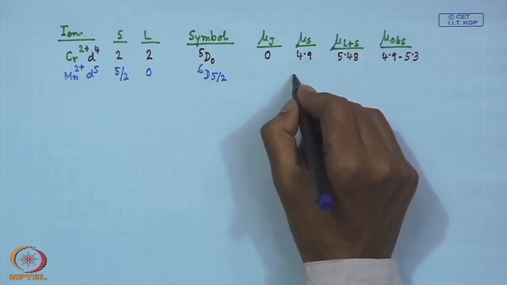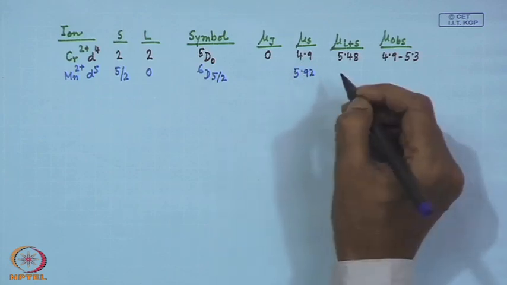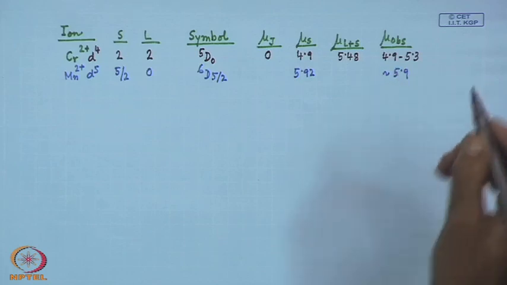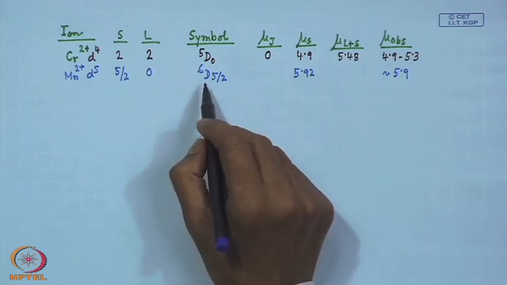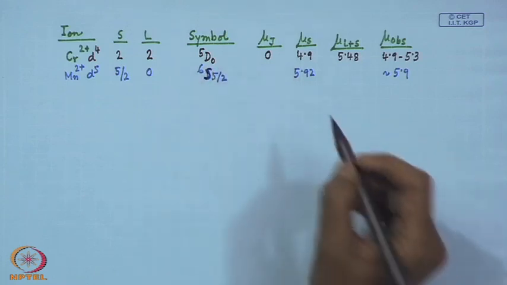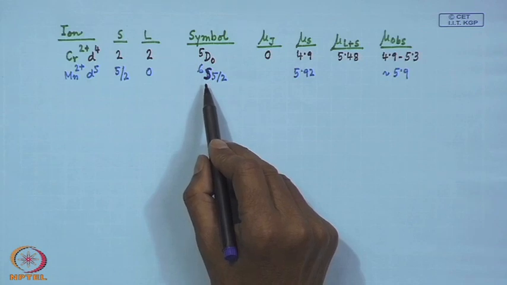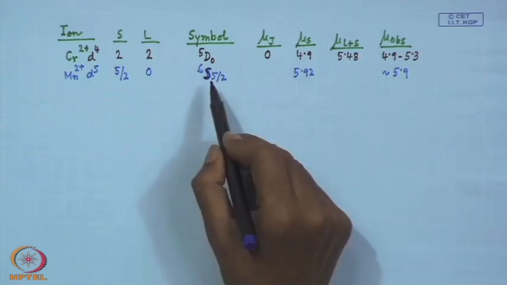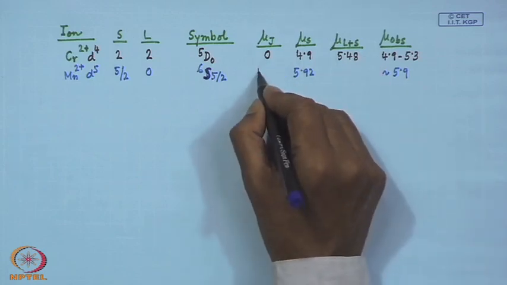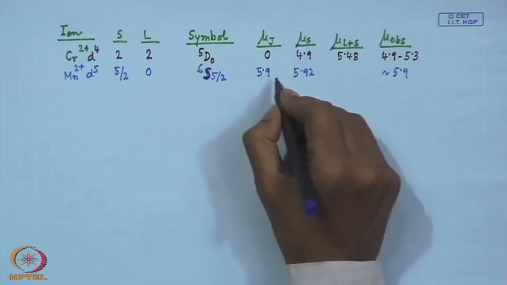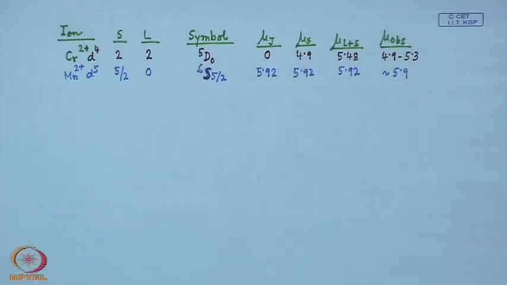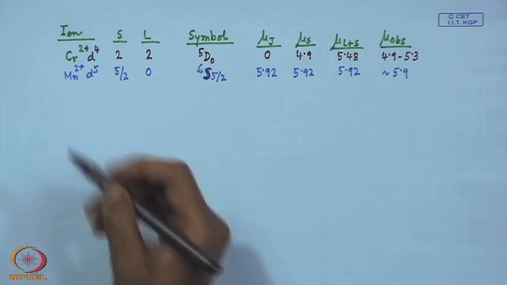and mu spin only value is for 5 unpaired electrons, and the observed values are close to 5.9, and this is also very much useful depending upon the corresponding spectroscopic term. This is S, not D, this is S. So, corresponding to the spectroscopic term, which is S, that means when we have the S ground state term, we do not have the corresponding orbital contribution. So, for mu J, it is also 5.92, this is also 5.92. So, this is for the d5 system.